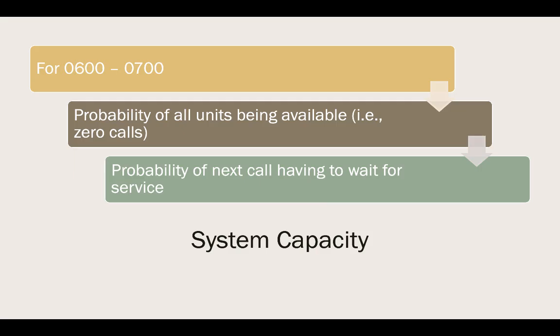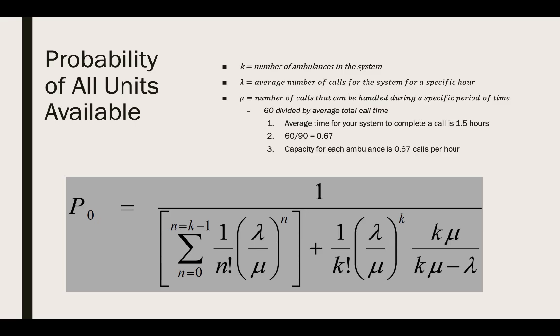And then once we've calculated that, we can calculate the probability of the next call, or the probability of a call coming in between 6 a.m. and 7 a.m., having to wait for a unit to become available to respond to that call. So first, we're going to calculate the probability of all of my ambulance units being available during that hour.